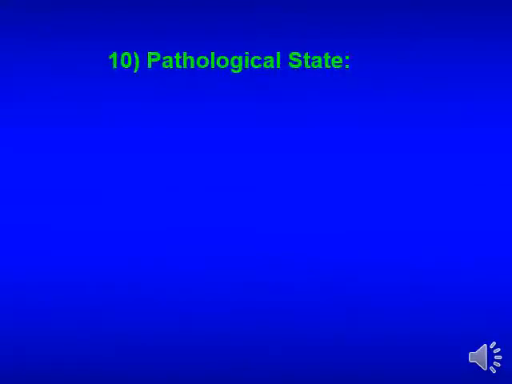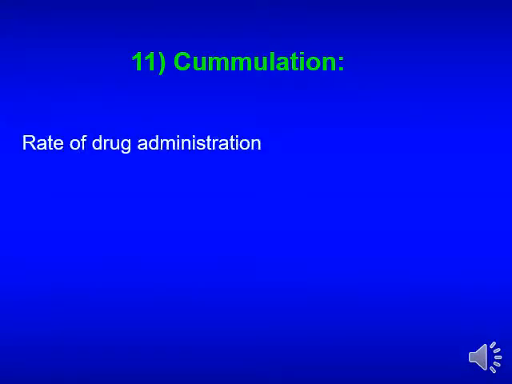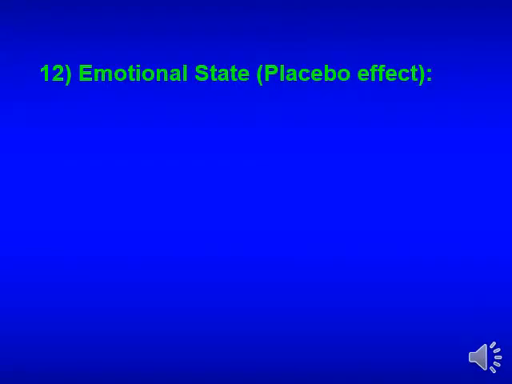Pathological state. Some drugs act only in presence of disease. Example, aspirin, paracetamol, lower fever temperature to normal, but they have no effect on normal temperature. Cumulation or accumulation. It occurs when the rate of drug administration is more than drug elimination. For example, digitalis and guanethidine. So, such drugs when used, you have to reduce the dose or reduce frequency of administration.